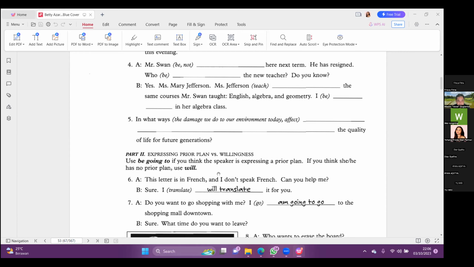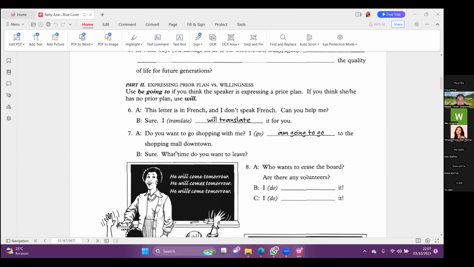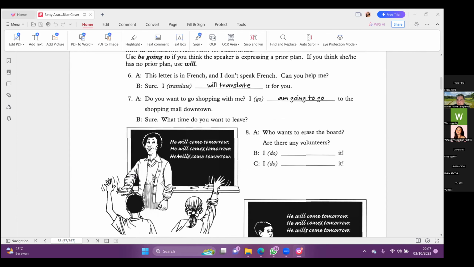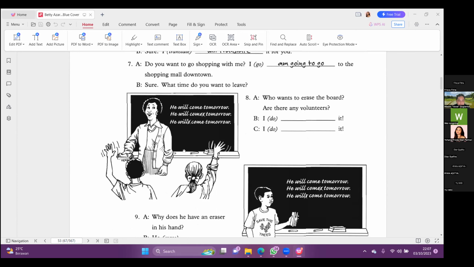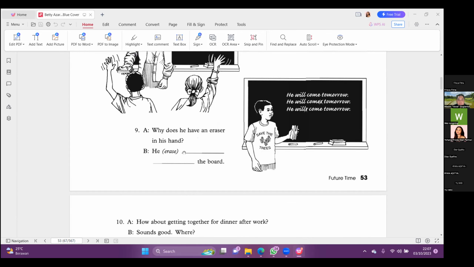So number 6 is, this letter is French and I don't speak French. Can you help me? Sure, I will translate. Okay, it's already. Number 8, who wants to erase the board? Are there any volunteers? I will do it. Number 9, why does he have an eraser in his hand? He's going to erase the board.